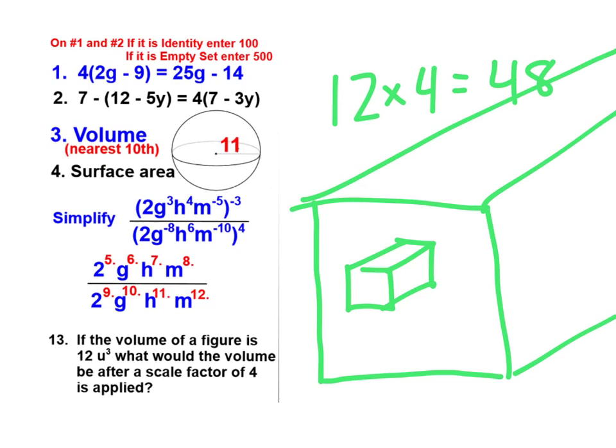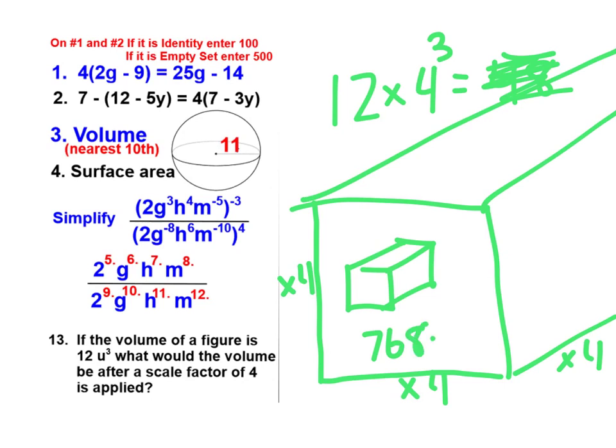So now that means I need to take it times 4 not just once, not just twice, but 3 times, or take 12 times 4 to the 3rd power. And when I take 12 times 4 to the 3rd power, I should get, I think, 768. Yep, 768 units cubed. Sorry, I'm not sure where I was, but 768 units cubed was the answer to that one.